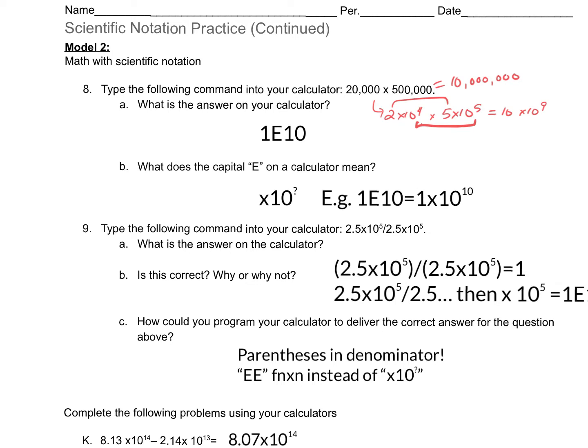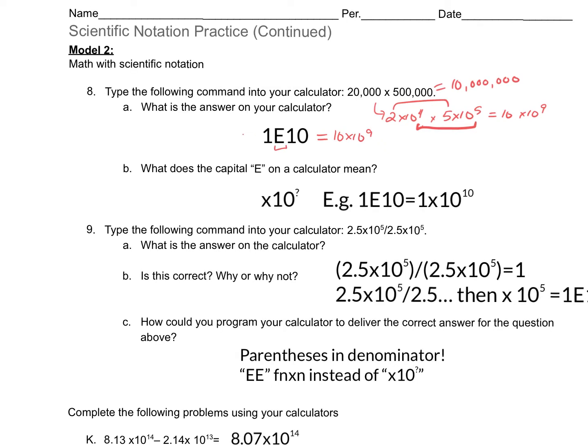So maybe you could do this in your head in the ways that you have learned in math class. When you multiply numbers with exponents, you add the exponents together. So it should be 10 times 10 to the 9th. But your calculator is going to report answers in scientific notation. 10 times 10 to the 9th is the same as 1 times 10 to the 10th. This little e, it stands for scientific notation. So the other way of saying it is 1 times 10 to the 10th.